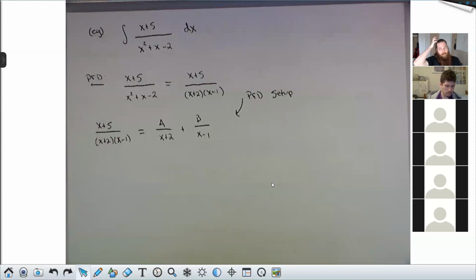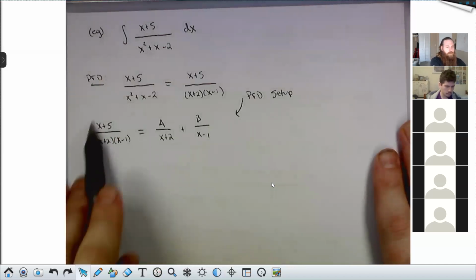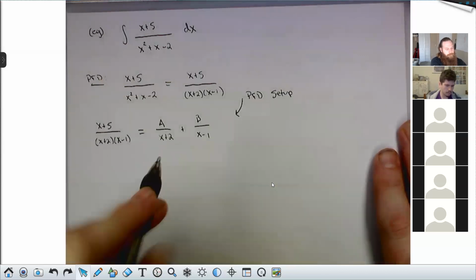The PFD setup is all important in these problems, and unfortunately, it's not always this nice. There are some pathological cases like irreducible quadratic factors that Alexander was asking about, or repeated linear factors like x minus 1 quantity squared. I'll show you how to handle those, but for now, this is the correct PFD setup for a proper rational function like this.